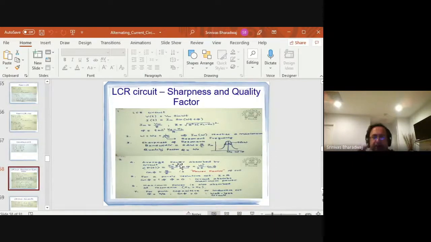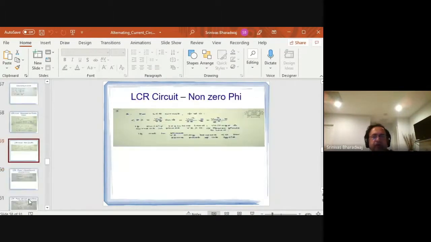You must understand the material, but you must also know these formulas: V square by 2Z cos phi. When you know all these formulas, life gets a lot easier. When there is a non-zero phi, you end up looking at these formulas. So what is cos phi, what is Z, etc. Once you know all these things, it's very easy to calculate the power.